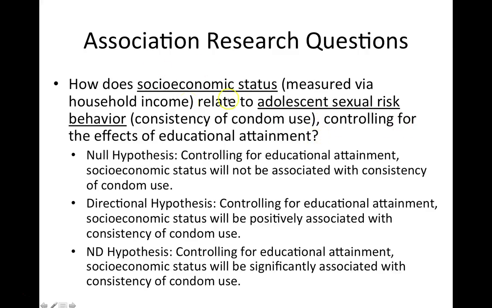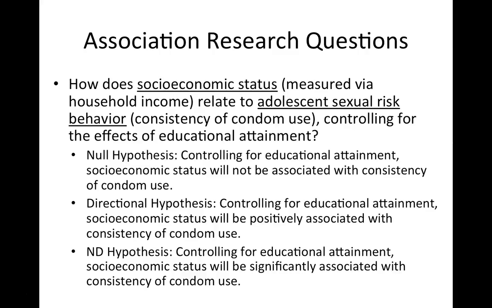And so again, socioeconomic status here, or income, is our independent variable. Our dependent variable is consistency of condom use, which we're using as a marker for sexual risk behavior, or an operationalization of sexual risk behavior. And our null hypothesis would be that controlling for educational attainment, socioeconomic status will not be associated with consistency of condom use, so income will not be associated with the outcome of consistency of condom use.